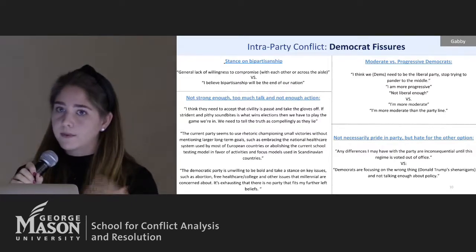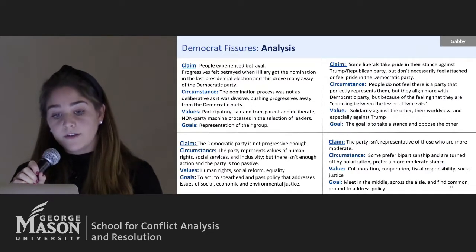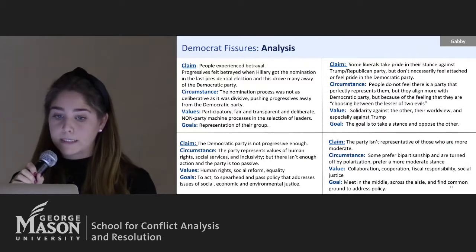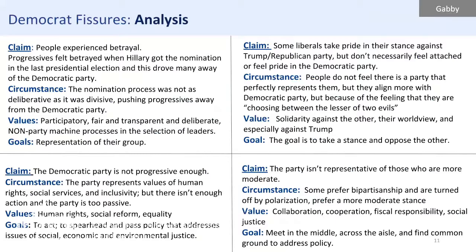So how we made sense of some of this, and then some of the data we collected after that, is that some of the fissures are people experiencing betrayal during the 2016 election. Democrats who were voting for Bernie felt that they were betrayed when Hillary got the nomination. The nomination process was not as deliberative as it was divisive, pushing progressives away from the Democratic Party. The values held here are participatory, fair and transparent, and deliberate, non-party machine processes in the selection of leaders. And the goal is the representation of their group.